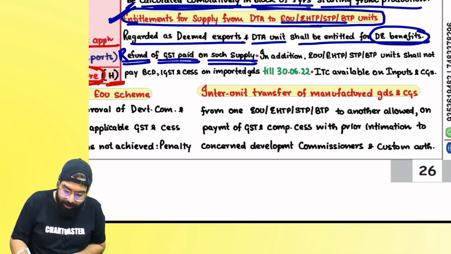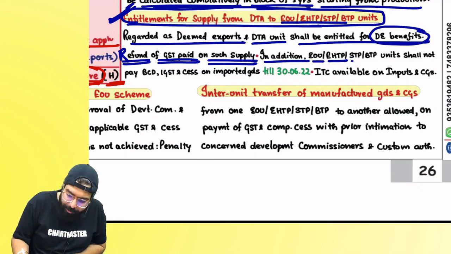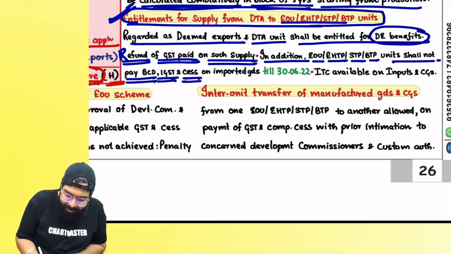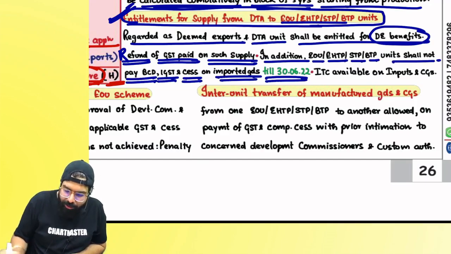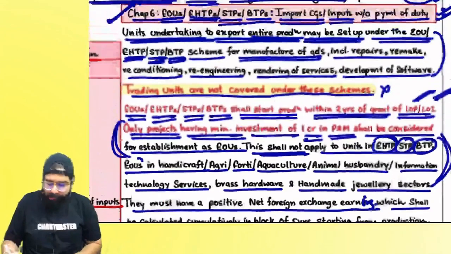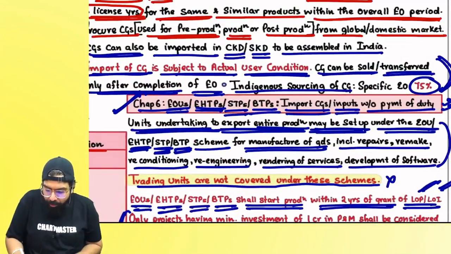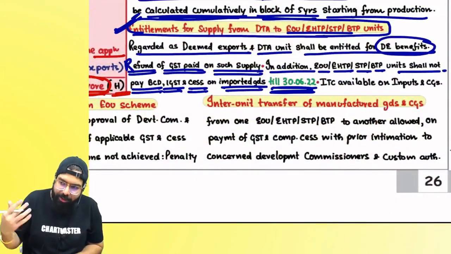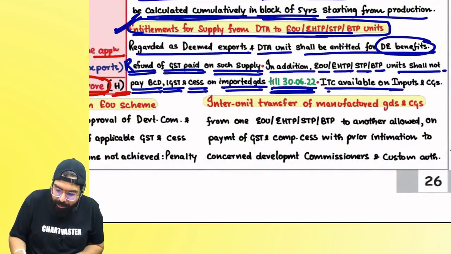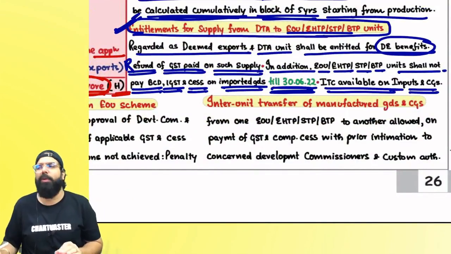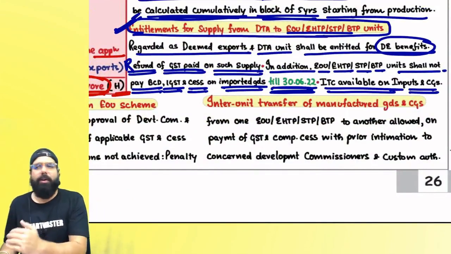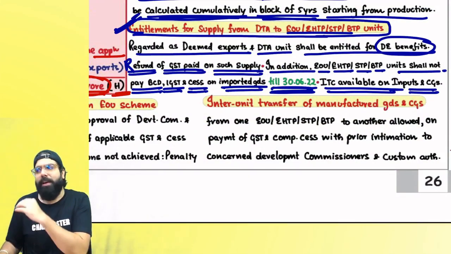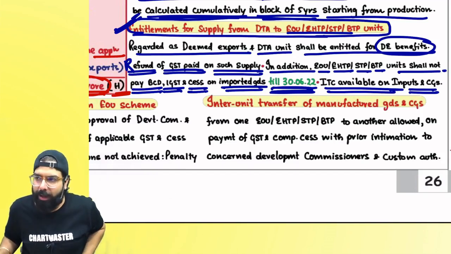Can I go ahead, everyone? Yes. In addition, EOU, ESTP, STP, BTP shall not pay basic custom duty, IGST, and cess on imported goods till 30th of June. Means if I am a software technology park, etc., I can import without payment of any duty. IGST and GST compensation cess is also exempted. ITC will be available on input or capital goods if you have purchased and paid any GST on inputs and capital goods in the domestic area. That will be available to you. Are we clear, everyone?